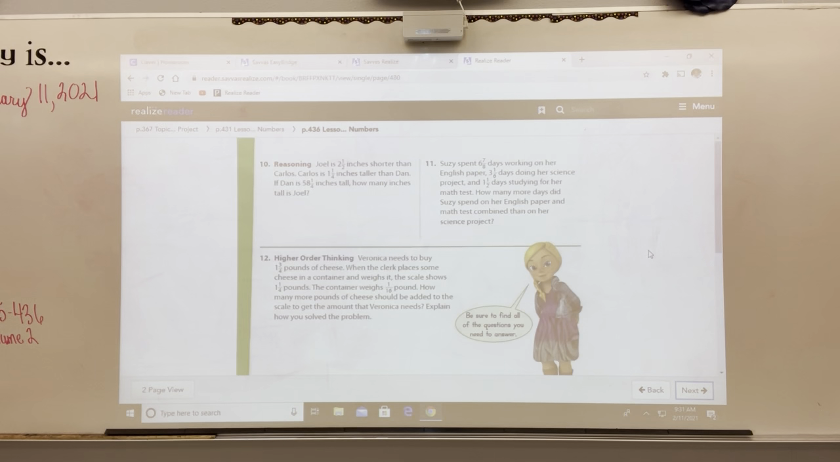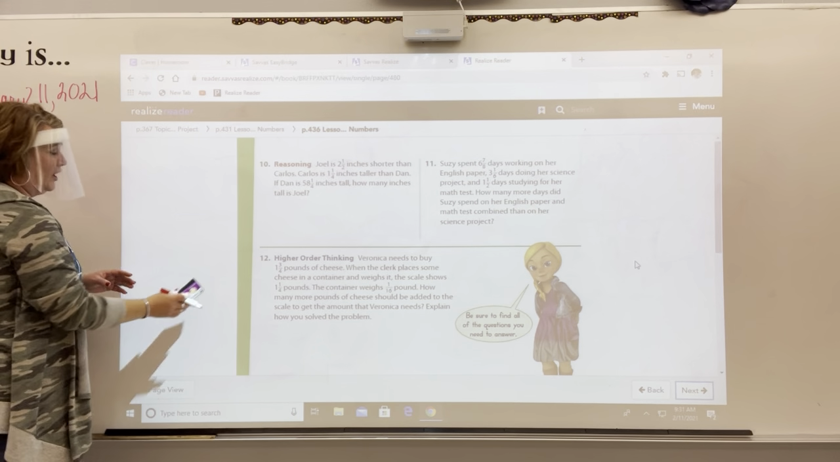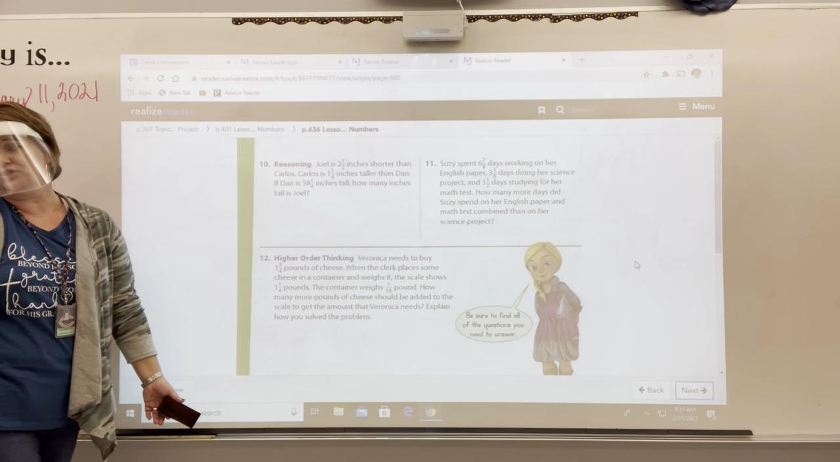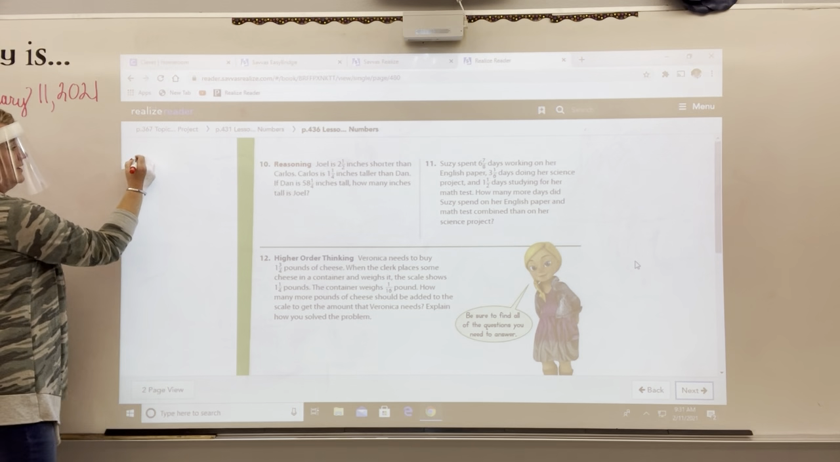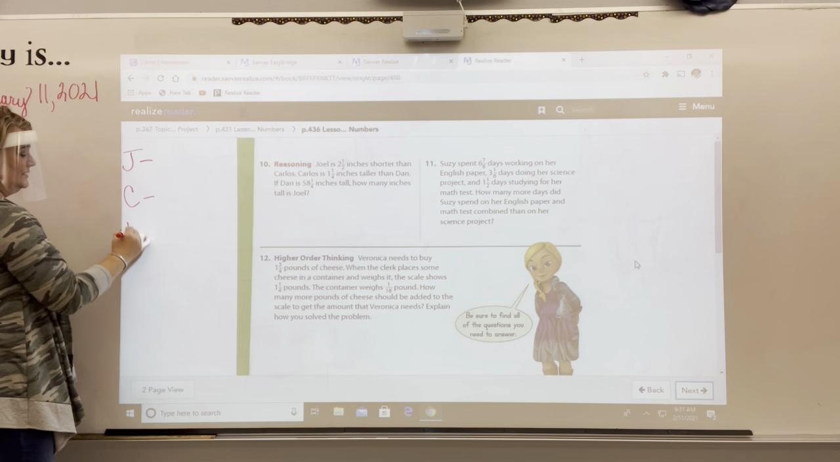Joel is 2.5 inches shorter than Carlos. Carlos is 1 1/4 inches taller than Dan. If Dan is 58 1/4 inches tall, how many inches tall is Joel? So I've got three different men, so I think we should make a chart, okay? So come over to the side, and I want you to put a J for Joel, a C for Carlos, and a D for Dan.